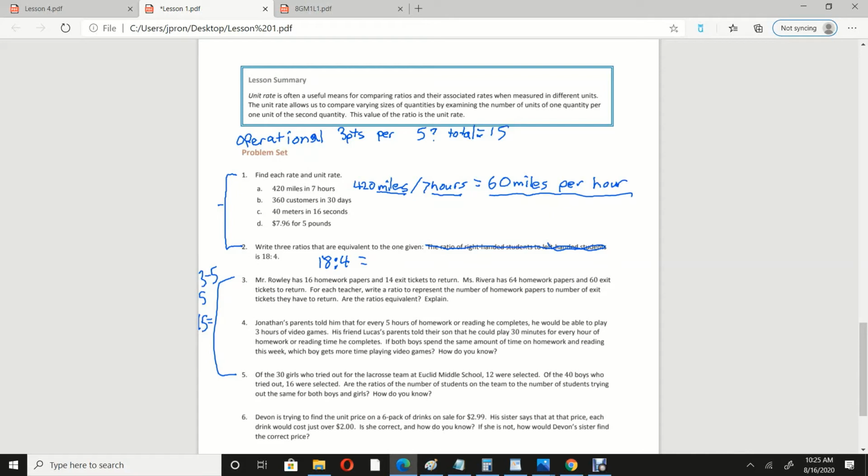So for this one, I think I'm going to use number 4 as an example. All right, so Jonathan's parents told him that after 5 hours of homework or reading he completes, he will be able to play 3 hours of video games. His friend Lucas's parents told their son that he could play for 30 minutes for every hour of homework or reading he completes. Wow, that's specific. If the boys spend the same amount of time doing homework and reading, which boy will get to play video games more? How do you know?